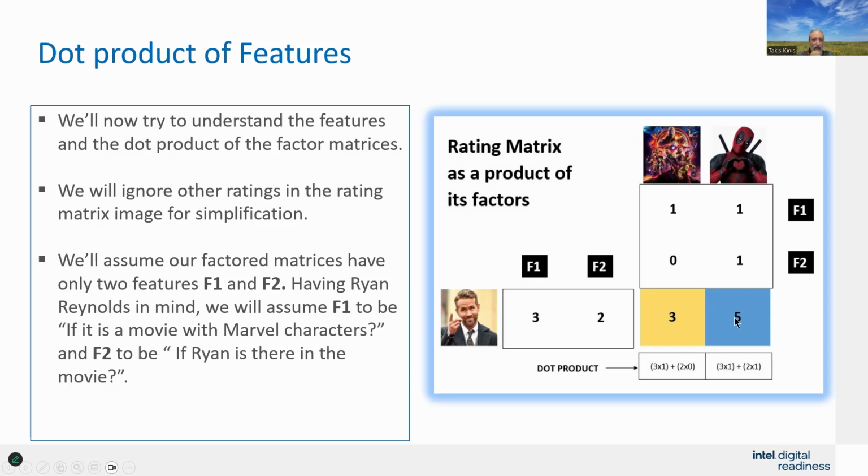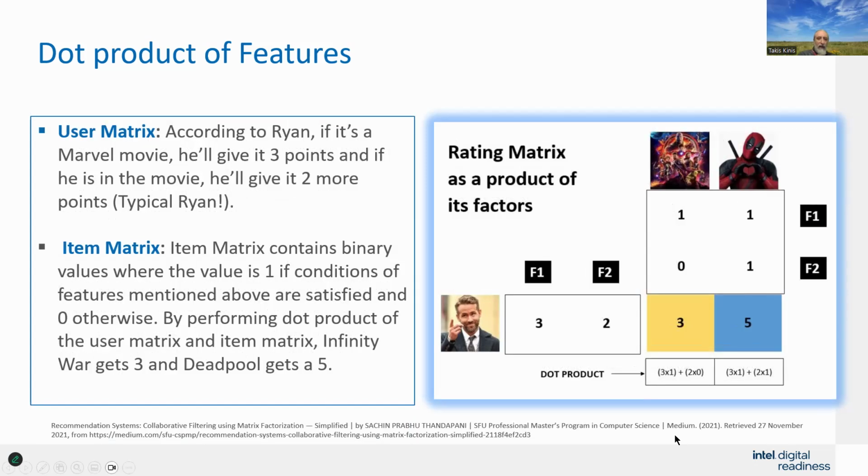Okay, read the last bullet. We assume our factored matrices have only 2 features, F1 and F2. Having Ryan Reynolds in mind, we assume F1 to be if it is a movie with Marvel characters, and F2 to be if Ryan is in the movie. They're just making extrapolations here, but they're showing you how the math works: that you can multiply matrices even if they aren't exactly the same size. You can still do math on these, right?